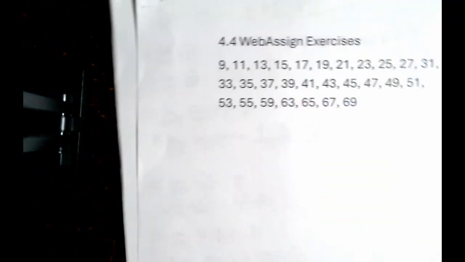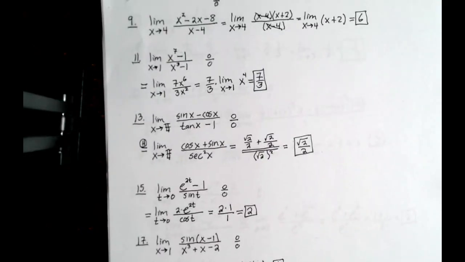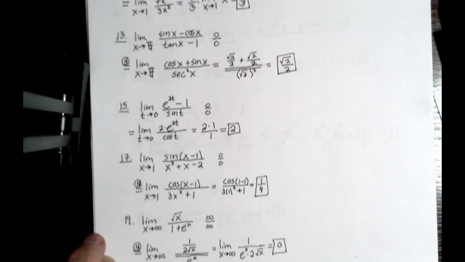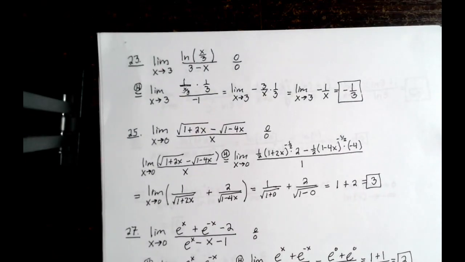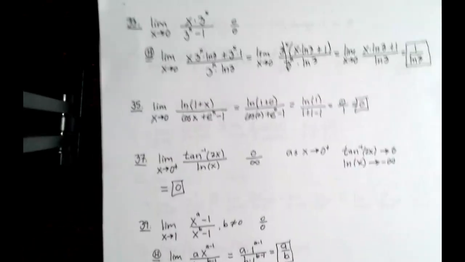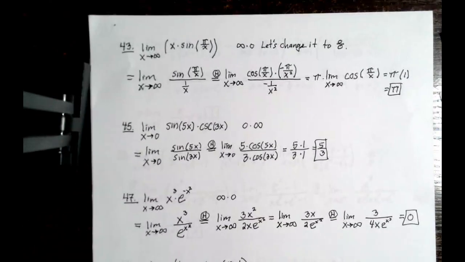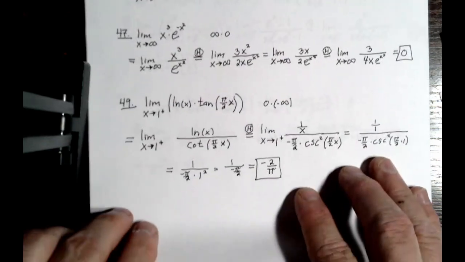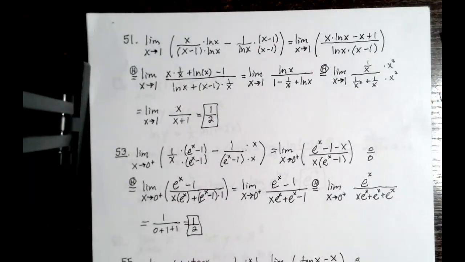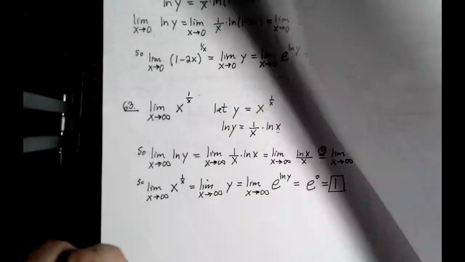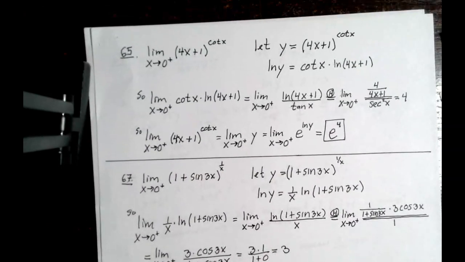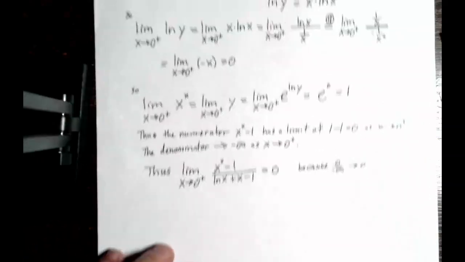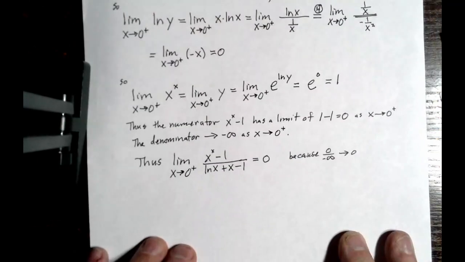I can also do these. These are the problems out of the book. So you've got questions 9 through 15 there, and questions 17 to 21 there, 23 and 25, and 27 and 31, 33 and 35 and 37, 39 and 41, 43, 45 and 47, 49, 51 and 53, 55, 59, 63, 65, and 67, and 69, and the rest of 69.